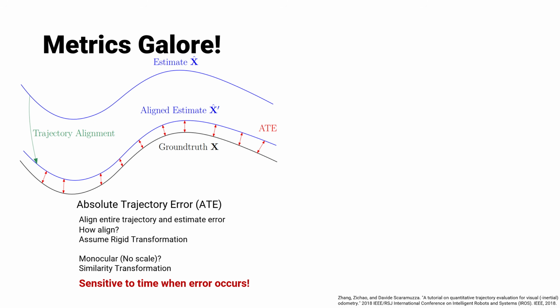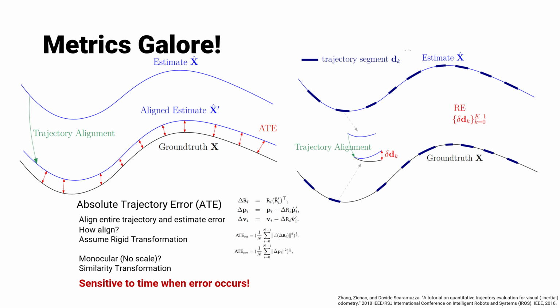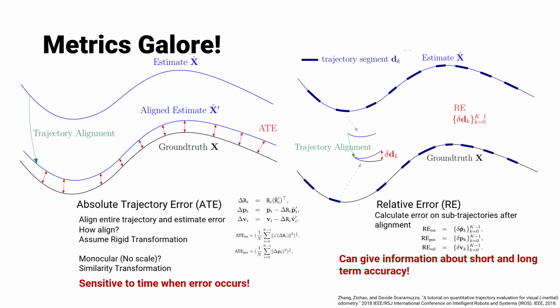So, okay, what can we do better? And this is what the math would look like. A slightly better way to look at smaller segment time pieces is what is called the relative error. The idea is that you pick small sub-trajectories and then you align each of them just like you did in the absolute trajectory error. And this gives you information about the short and long-term accuracy. The cool part about the relative error is that you can really know how well it is pieced together. And you can have handcrafted metrics on when to split this trajectory and so on. This trajectory evaluation toolbox is a work by Professor Davide Scaramuzza's group at the University of Zurich, and I would urge you to have a look at this.